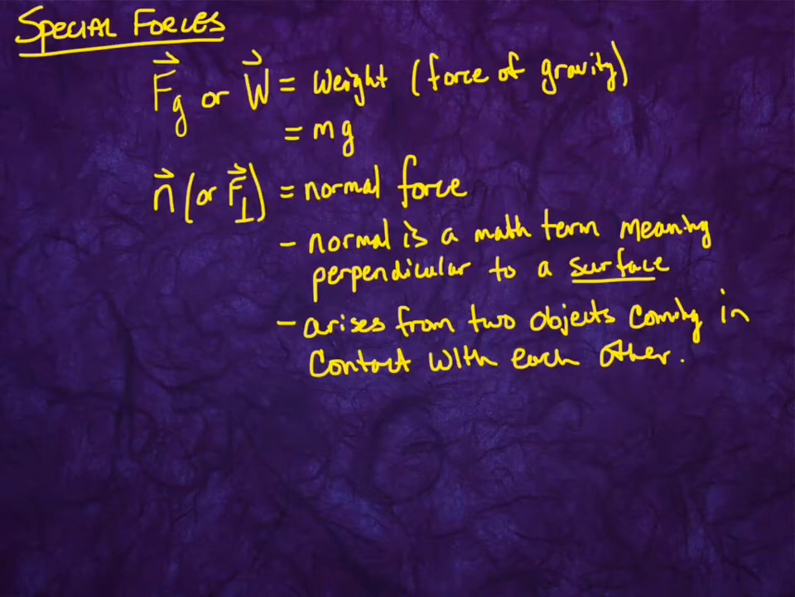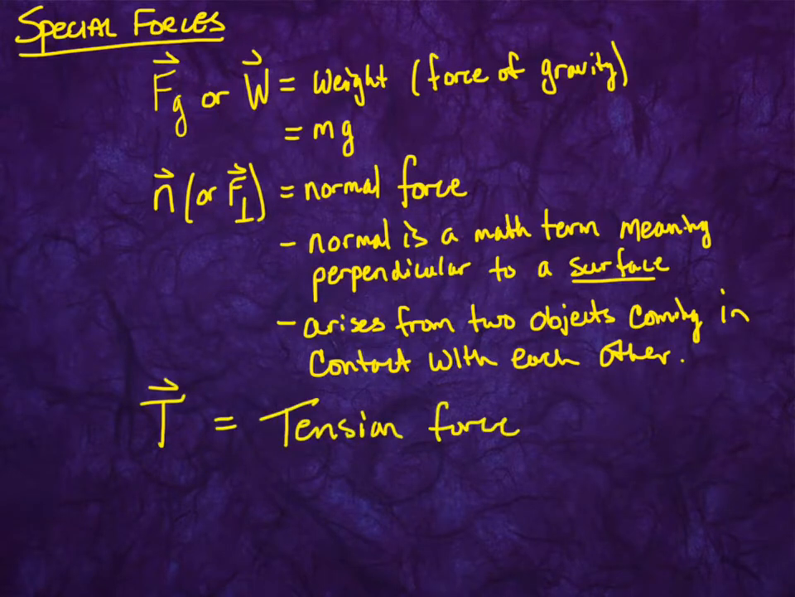This is very often the Newton's third law pair to gravity. When you have something sitting on top of something else, you have the force of gravity pulling down, and then you have the object that's keeping it from accelerating to the ground pushing up on it, and that would be the normal force. You follow that? Okay.